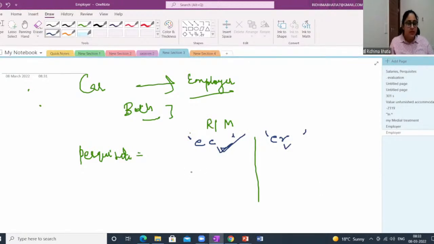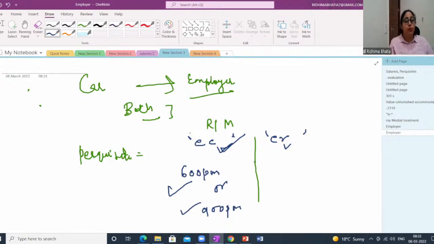If the running and maintenance is borne by the employee, then a simple direct flat perquisite value is taken, that is 600 per month or 900 per month based on the car CC. The engine capacity of the car is the CC. If the capacity is up to 1600 CC, then 600 per month. Or if it's an SUV, which generally has an engine capacity of more than 1600, then it would be 900 per month. Engine capacity would be mentioned in the question.